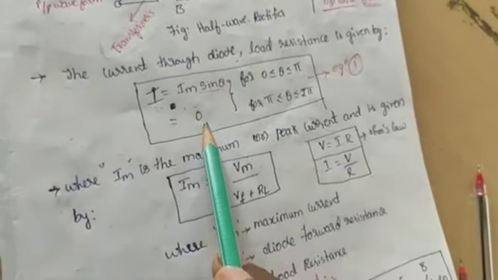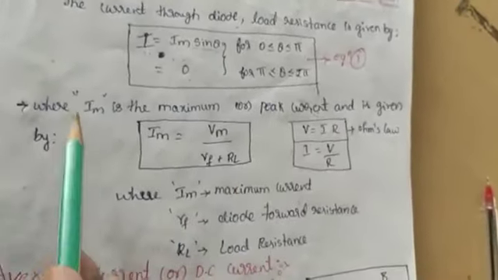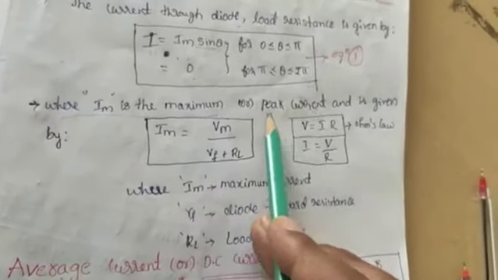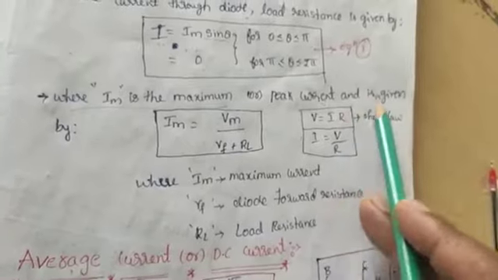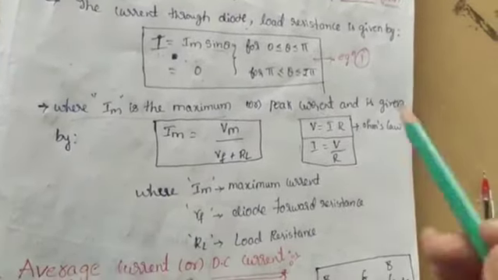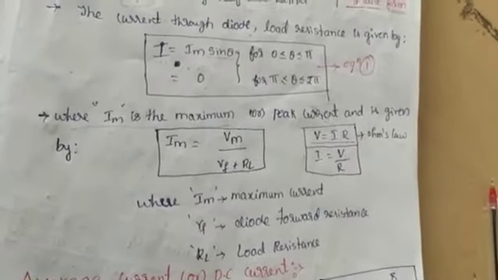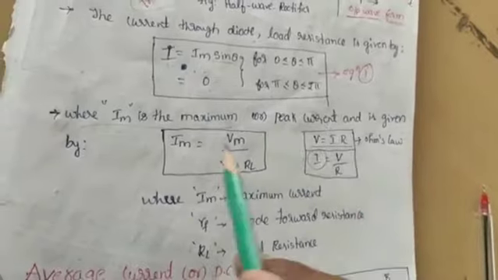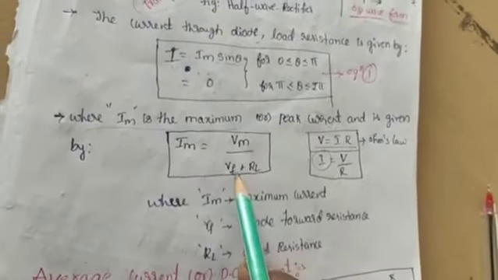We already know that Im is the maximum current or peak current. We can calculate the maximum current Im according to Ohm's law. We already know V is equal to IR, so I is V by R. That means Im is equal to Vm by R.